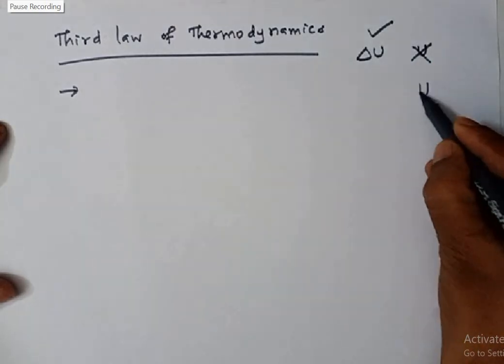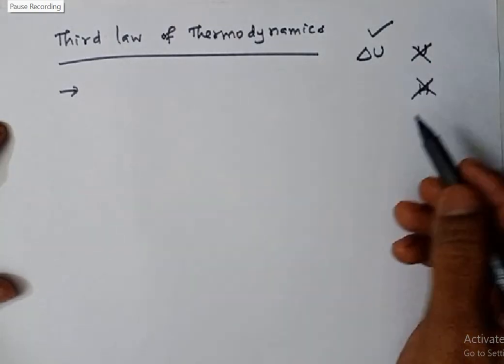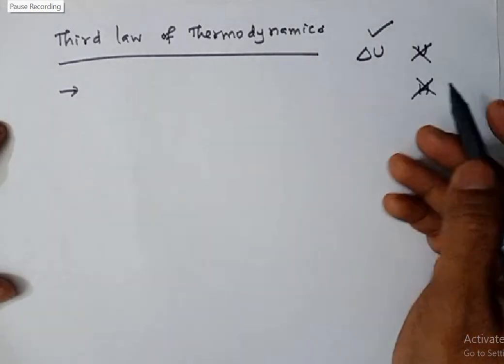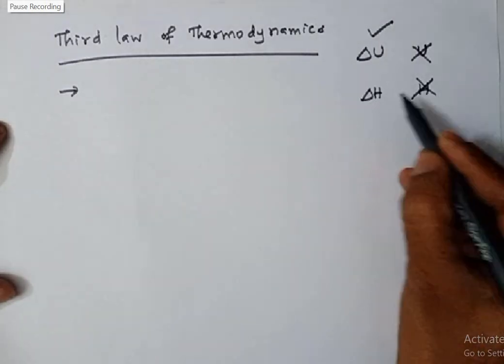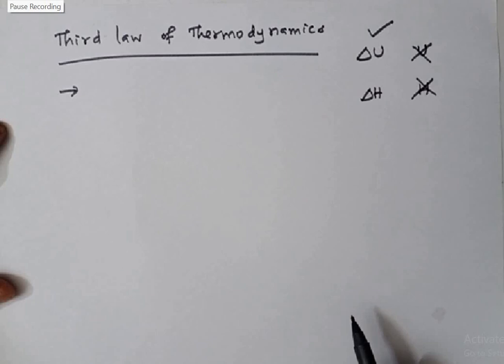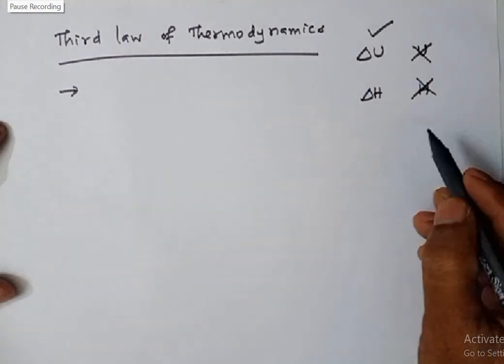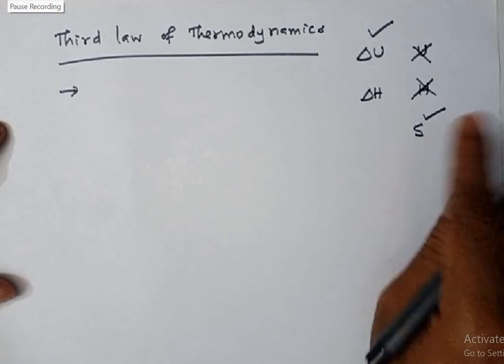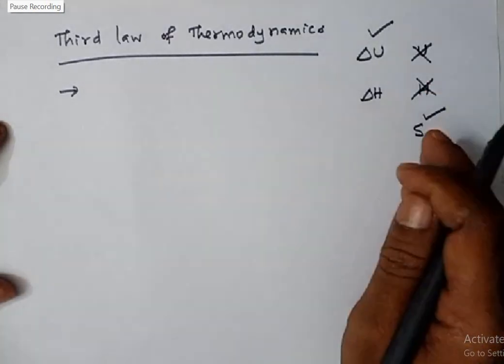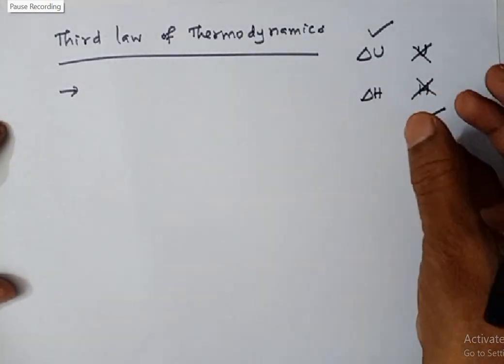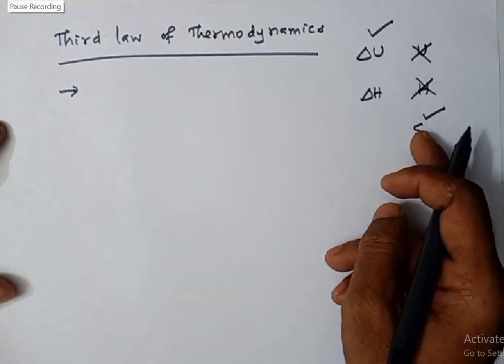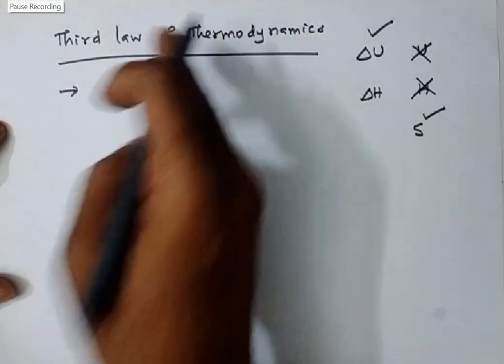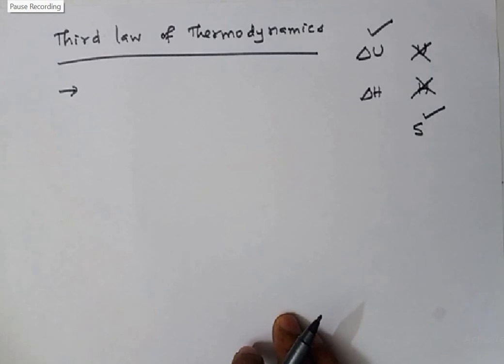Similarly, enthalpy at a given state is not possible. We cannot calculate it. We cannot determine it experimentally. Only what we can do is find the change in enthalpy. Right? But for entropy, yes, individual entropy at a particular state, we can calculate or measure experimentally by using this law called the third law of thermodynamics.